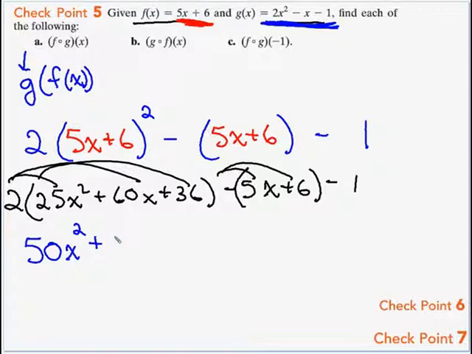plus 120x, wow, plus 72 minus 5x minus 6 minus 1.